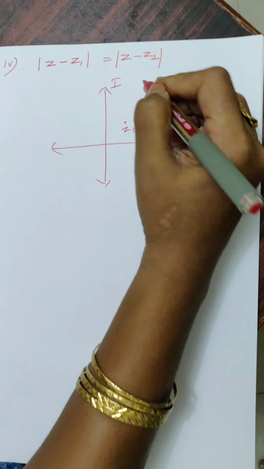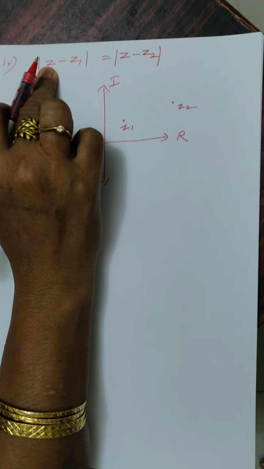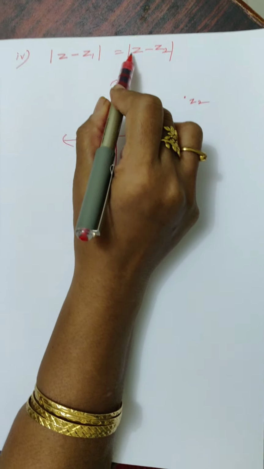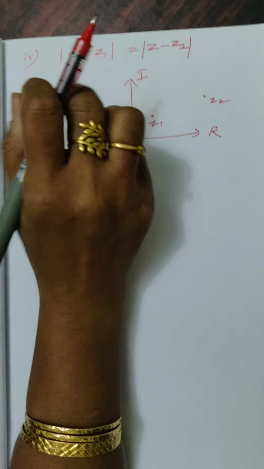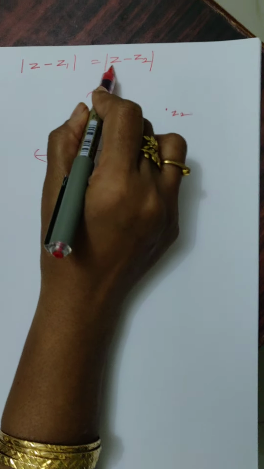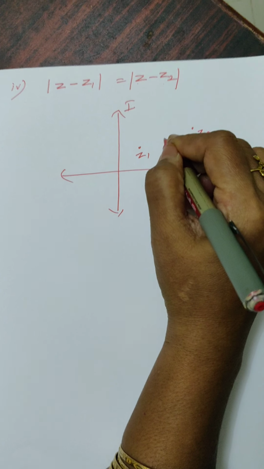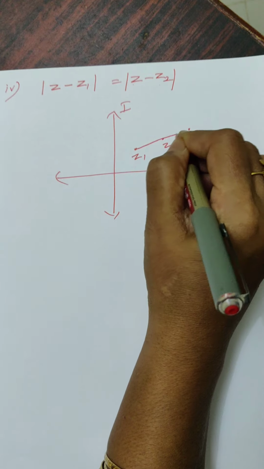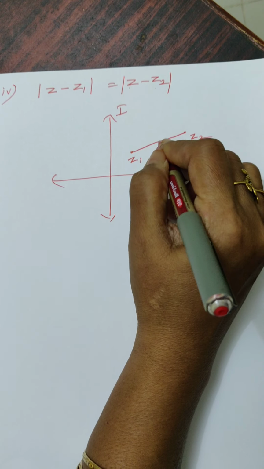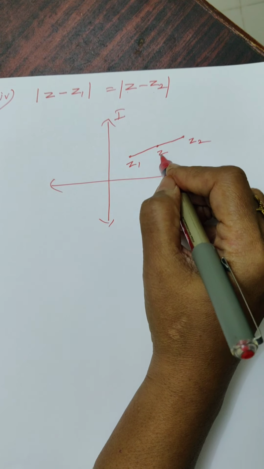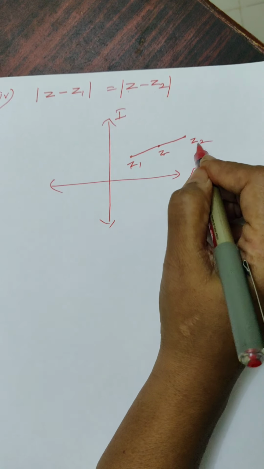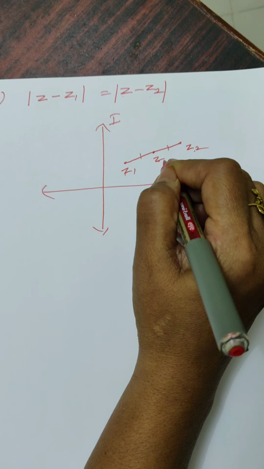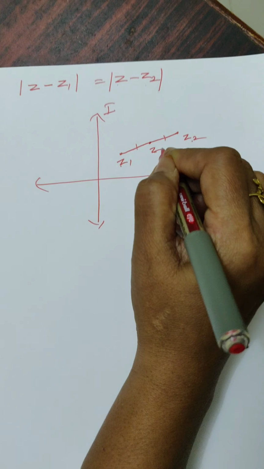Okay, and z is some other point in such a manner that the distance between z and z1 is equal to the distance between z and z2. See here, the distance between z and z1 and the distance between z and z2 are equal. Suppose if I am taking z here, I am going to join z1 and z2. The distance between z and z1 and the distance between z and z2 are equal. Is it clear now? Now let us take this point as zp.